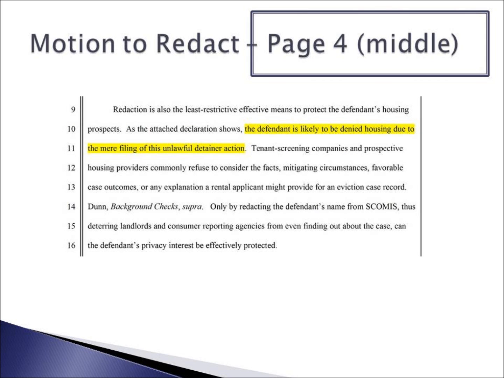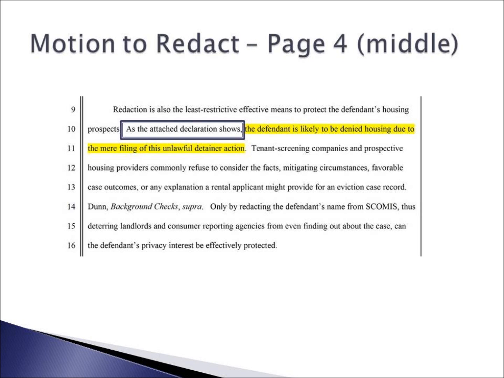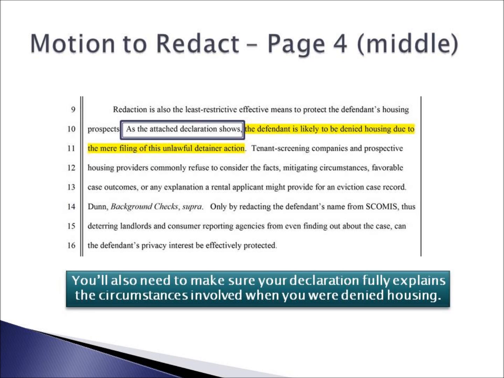Next, let's look quickly at the middle of page 4, starting around line 9. Again, the motion is directing the court to check out the declaration for more information, this time about how you have been or will be denied housing as a result of that unlawful detainer showing up on your records. Make sure that your declaration fully explains that you've been denied housing and how you know you were denied housing based on this unlawful detainer action.